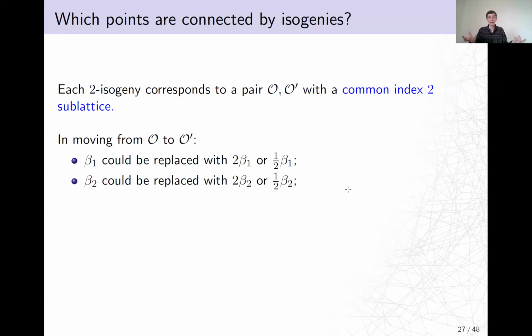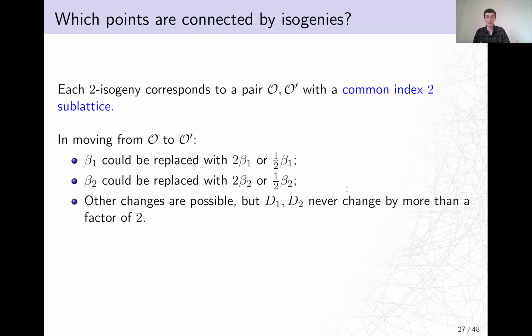So in moving from O to O prime, we can take the shortest vector and replace it with twice itself or half itself. We can take beta 2 and replace it with twice itself or half itself. Or we can do any other number of things. There's lots of index 2 sublattices. It's not necessarily going to be given just by one of these basis vector moves. However, the key insight is that when you move to an index 2 sublattice, the norms of the shortest and second shortest elements of the basis can't change by more than a factor of 2.